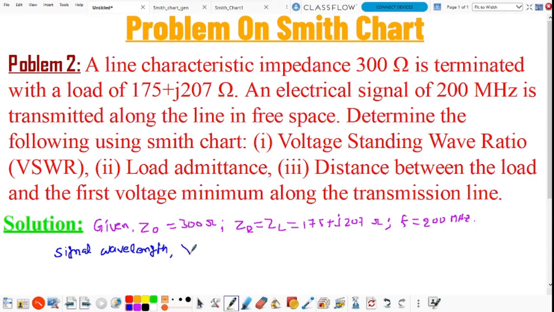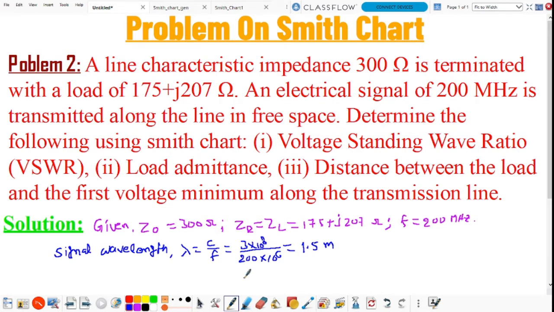So we know that the wavelength lambda is equal to c by f. In free space, the velocity of light c is equal to 3 into 10 to the power of 8 meters per second, divided by the frequency, 200 into 10 to the power of 6 hertz. Simplifying this, 3 divided by 2 is 1.5, and 10 to the power of 8 cancels in numerator and denominator. The wavelength lambda is equal to 1.5 meters.